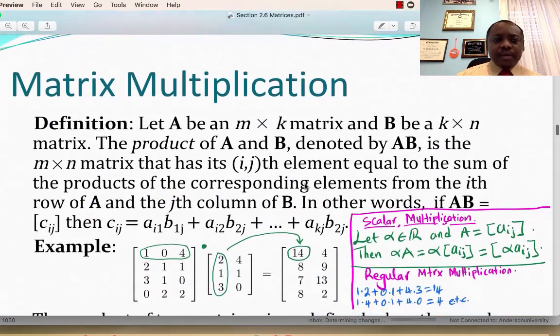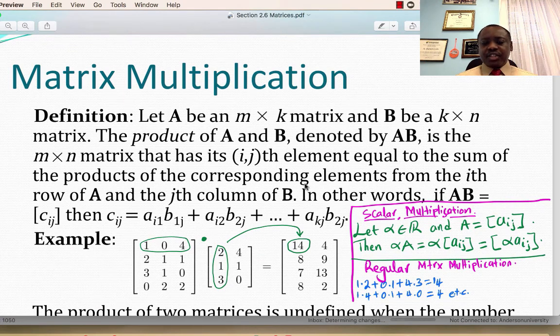Now, let's talk about matrix multiplication. Before I get into matrix multiplication, I'll touch on scalar multiplication first. So, scalar multiplication. Let alpha be a scalar, that means alpha is a real number, and let A be the matrix aij.